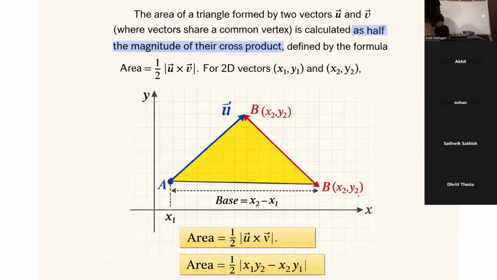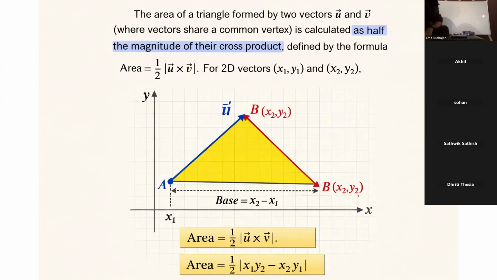Area of a triangle can also be 1/2 times the magnitude x1 y2. Pay attention to what x1 is and what y2 is, okay? Because I'm going to test you guys. So you see, we have two vectors over here, and they're telling us x1 y2 minus x2 y1. Coordinates are not x2 y2 or x1 y1. x1 y2 minus x2 y1.